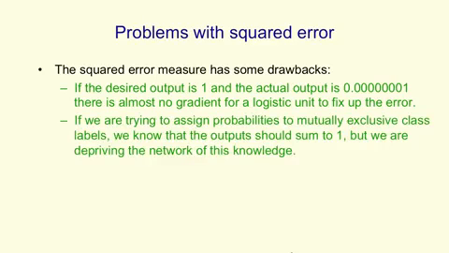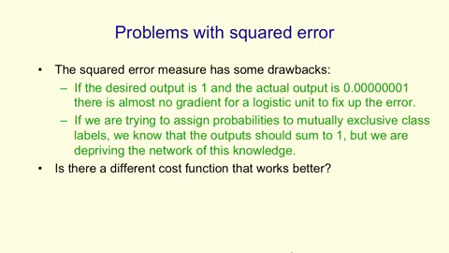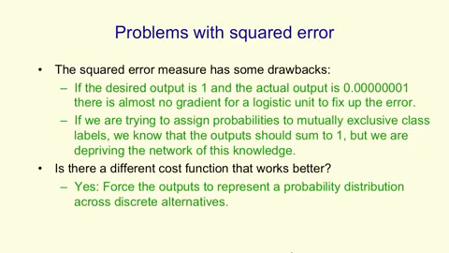Also, if we're trying to assign probabilities to mutually exclusive class labels, we know that the output should sum to 1. Any answer in which we say the probability that it's an A is 3/4 and the probability that it's a B is also 3/4 is just a crazy answer. And we ought to tell the network that information. We shouldn't deprive it of the knowledge that these are mutually exclusive answers. So the question is, is there a different cost function that will work better? Is there a way of telling it that these are mutually exclusive and then using an appropriate cost function? The answer, of course, is that there is.